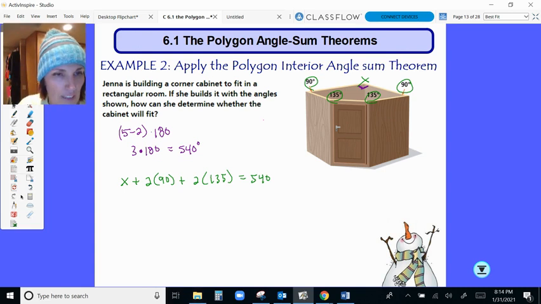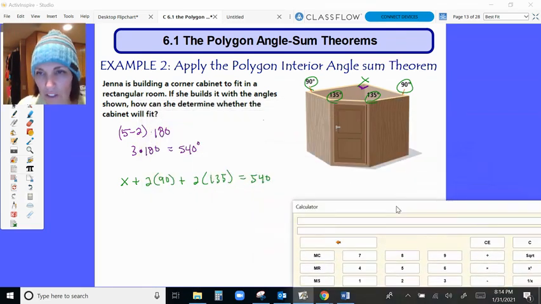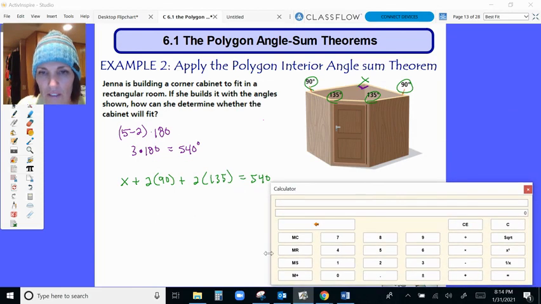I'm going to get out my trusty calculator right here, pop it up. Oh, it's a big calculator this time. I think they changed it on me. See, make it smaller. Nope, I can't.